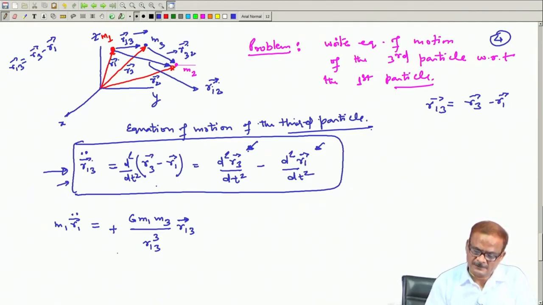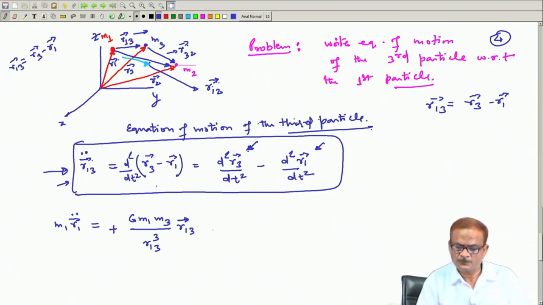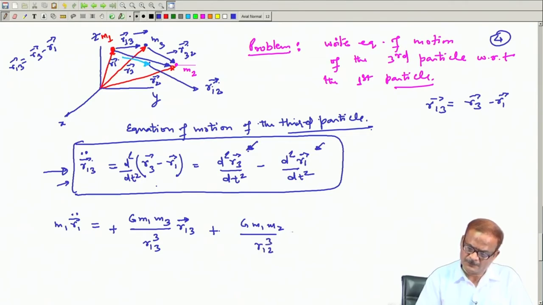And what other force is acting? The other force, which I am showing by the blue line here, is acting along this direction due to m 2. So, that will add as plus G m 1 m 2 divided by r 1 2 whole cube, times r 1 2. This is our equation number 2.